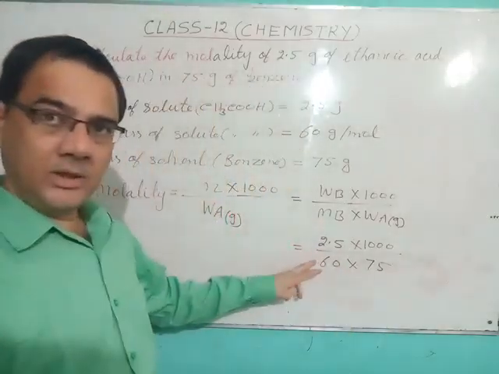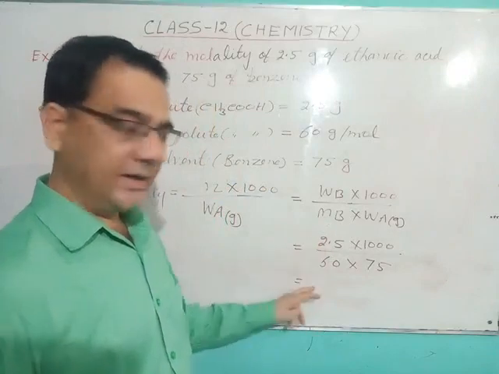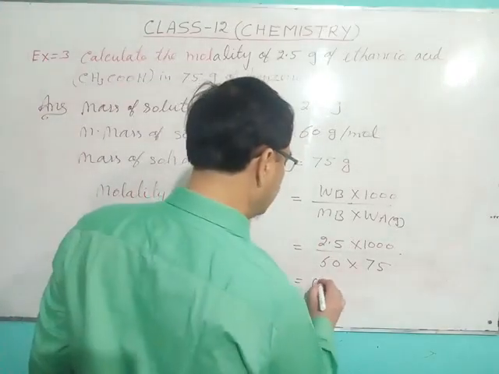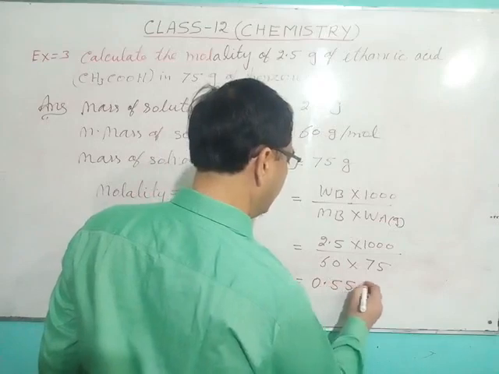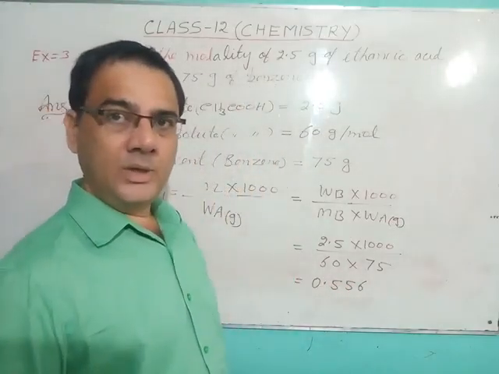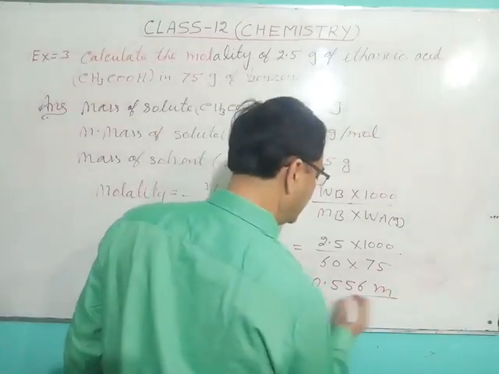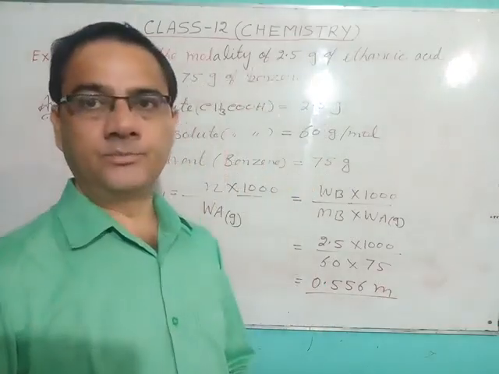So this is your homework. You calculate it at home, and when you will calculate, you will get the final value of molality, that is 0.556. Molality is denoted by small m, molarity is denoted by capital M. So here we write small m. So this is the answer of this question.